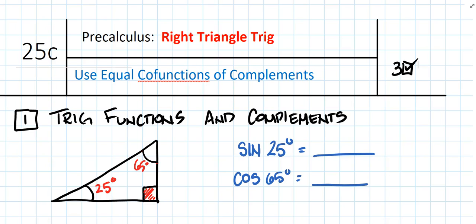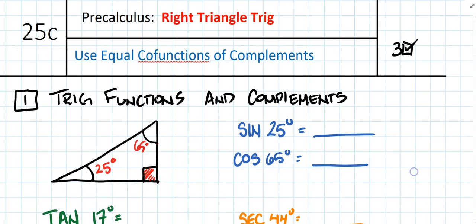Welcome to Precalculus Concept 25C underneath right triangle trig. We're going to use equal co-functions of complements to take a look at angles in triangles. There are three boxes. You need to get your graphing calculator out and make sure it is set to degree mode. So if you need to do that, go ahead and do that right now.